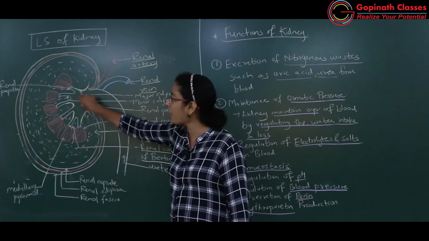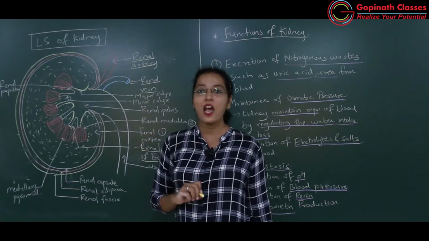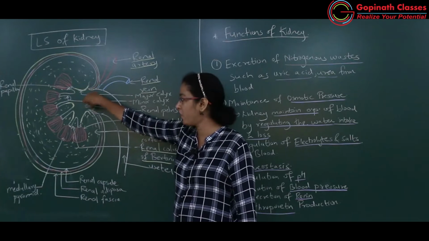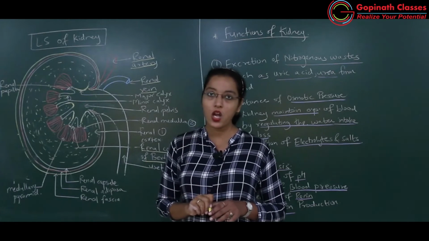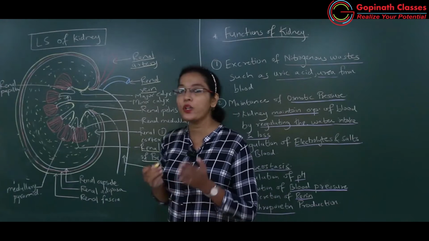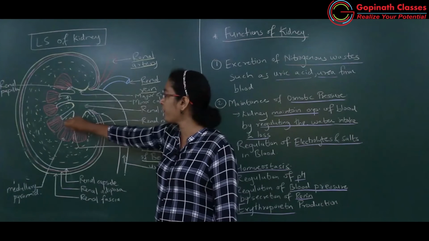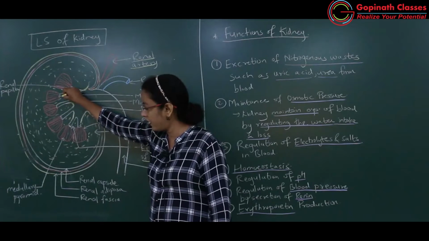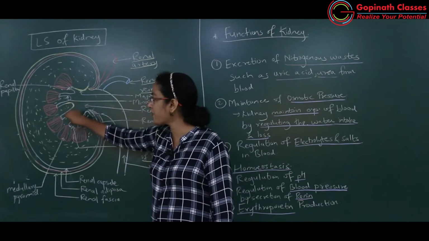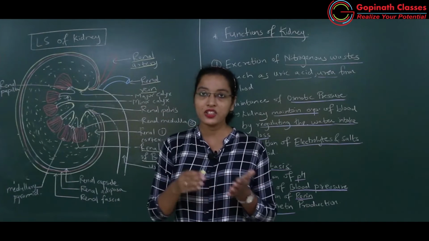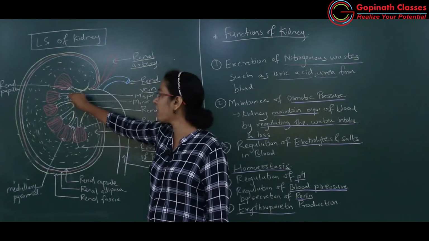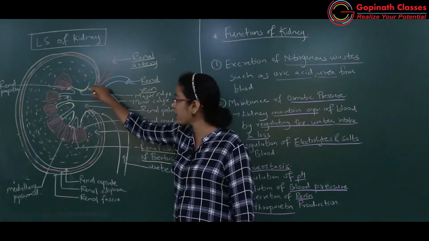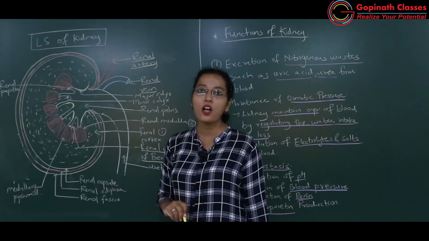So major calyxes are opening in one big cavity of the kidney, and that is known as renal pelvis. So this is the renal pelvis, okay, in which these major calyxes are opening. Got it? So whenever the urine is produced in the kidney, firstly it will enter in the minor calyx through renal papillae. Okay, in many minor calyxes the urine will come, and then it will enter in the major calyxes, and from major calyxes it will enter in the renal pelvis, and from renal pelvis it will enter in the ureter.